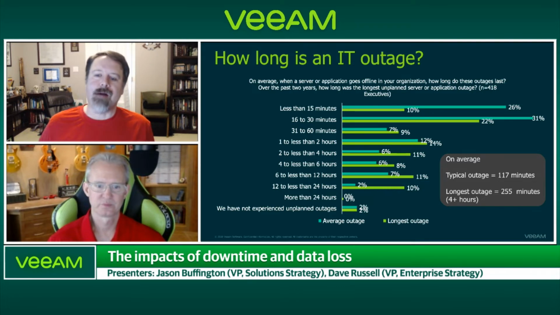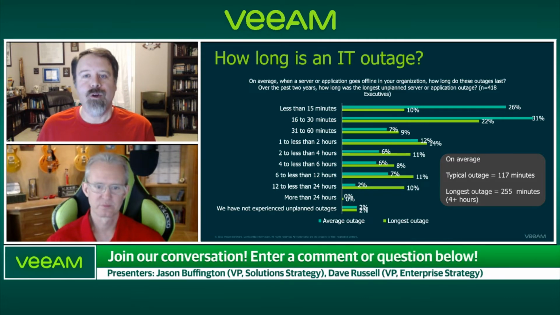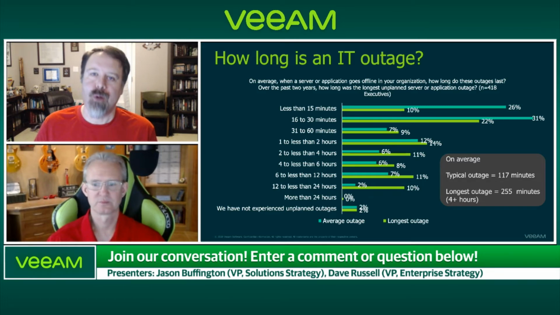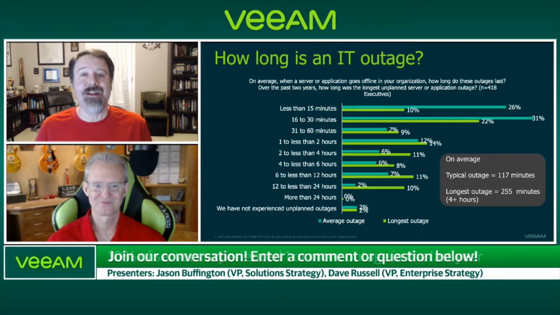But yeah, so on average, the typical outage is roughly just under 2 hours, 117 minutes. The longest outage reported by most of these responding organizations was a little over 4 hours. And some of the data that didn't make it into our stream for today is that 95% of organizations claim to have at least one outage per year. And even more telling, on average, 1 out of 10 servers, physical or virtual, experience at least one outage per year. I'm going to say that last one again because I think that one's really scary.